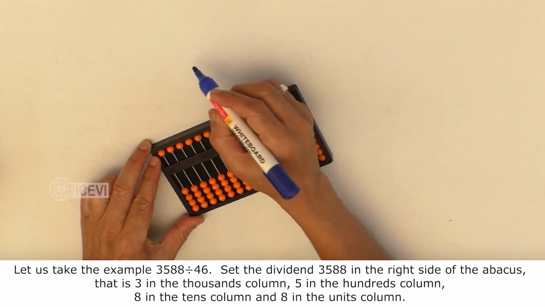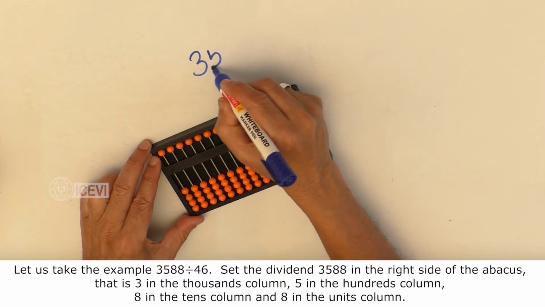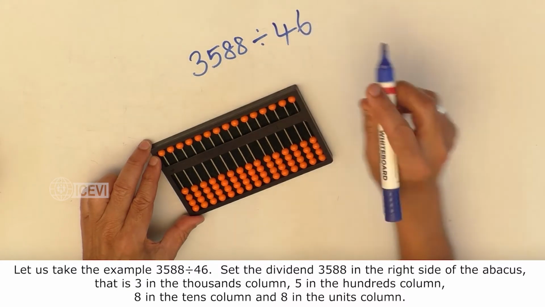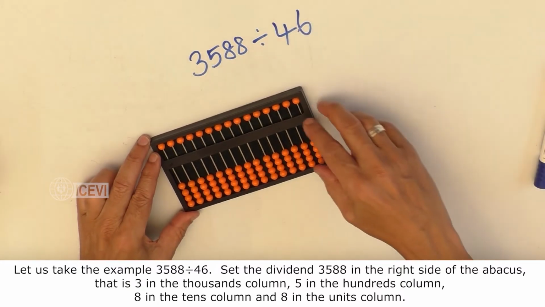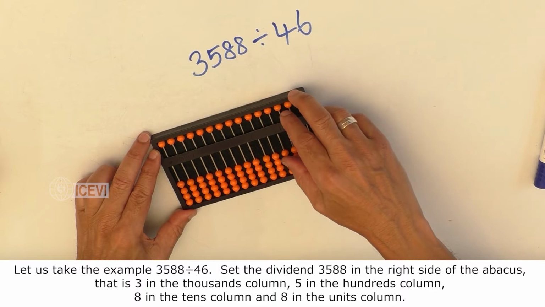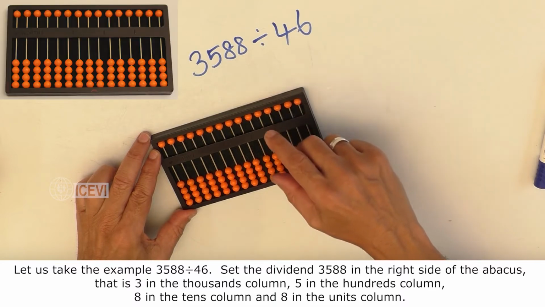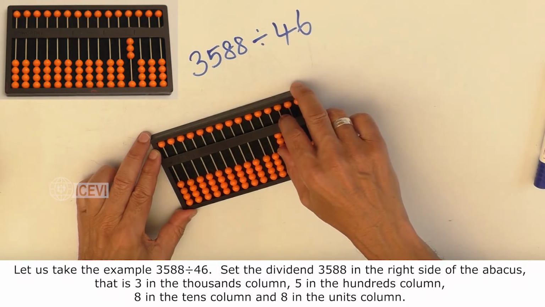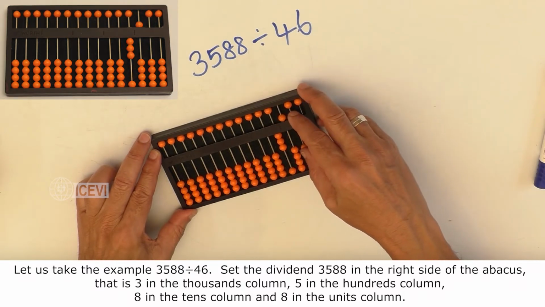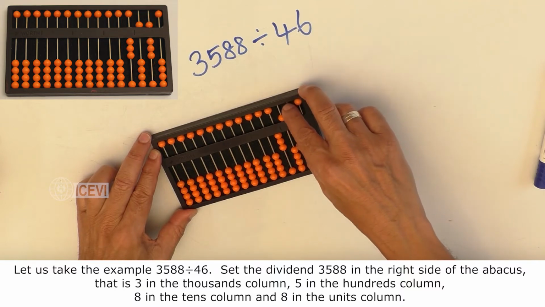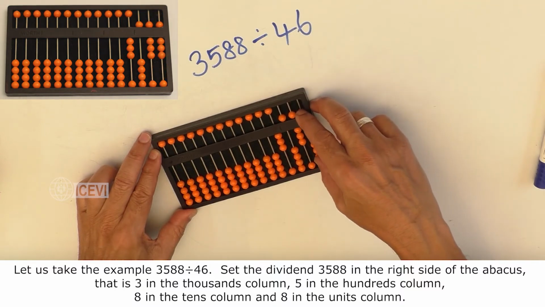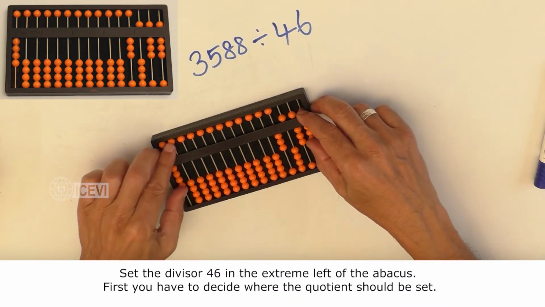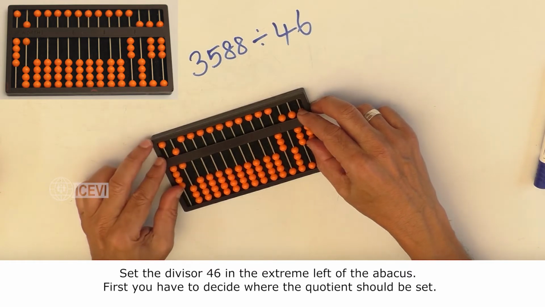Let us take the example 3588 divided by 46. Set the dividend 3588 in the right side of the abacus, that is 3 in the thousands column, 5 in the hundreds column, 8 in the tens column and 8 in the units column. Set the divisor 46 in the extreme left of the abacus.